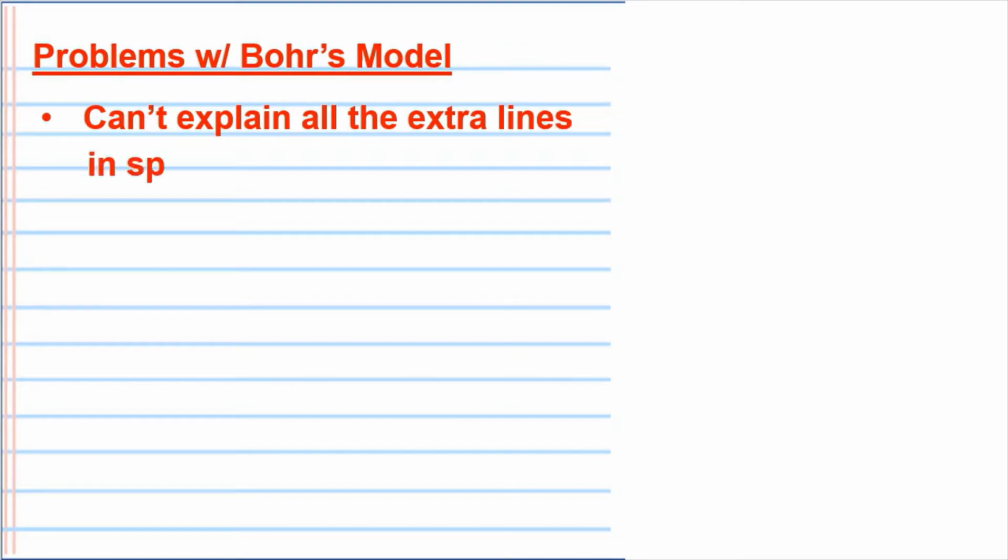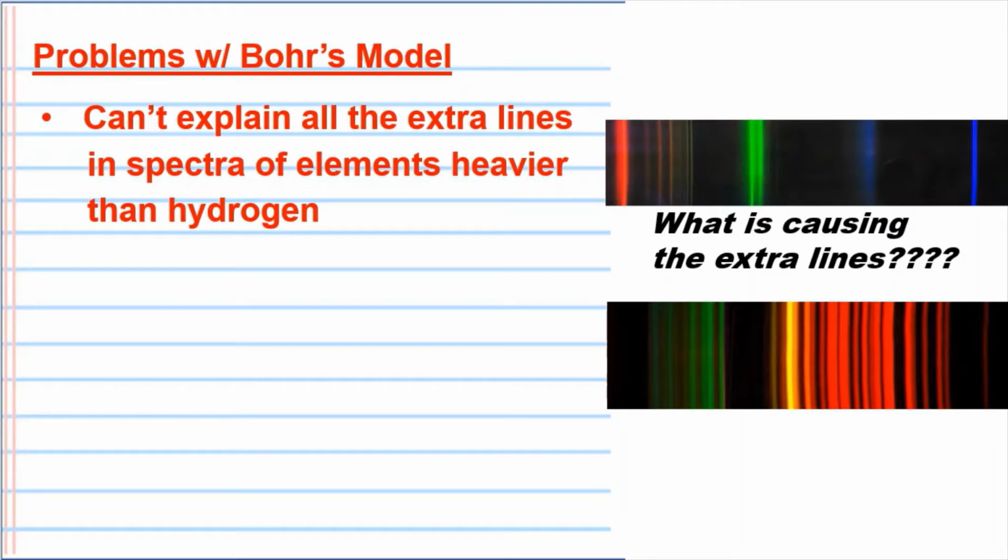There were some problems with his model, namely that he couldn't explain all the extra lines in the emission spectrum of all the other elements that are heavier than hydrogen. If we look at the top spectrum here, that would be helium, and it has more lines than hydrogen, and below it is neon, which has very many lines. And Bohr's model could not explain how all these additional lines are being made. And that's why Bohr's model is going to need to be adjusted so that it's going to be able to explain and allow for these extra lines that we see.